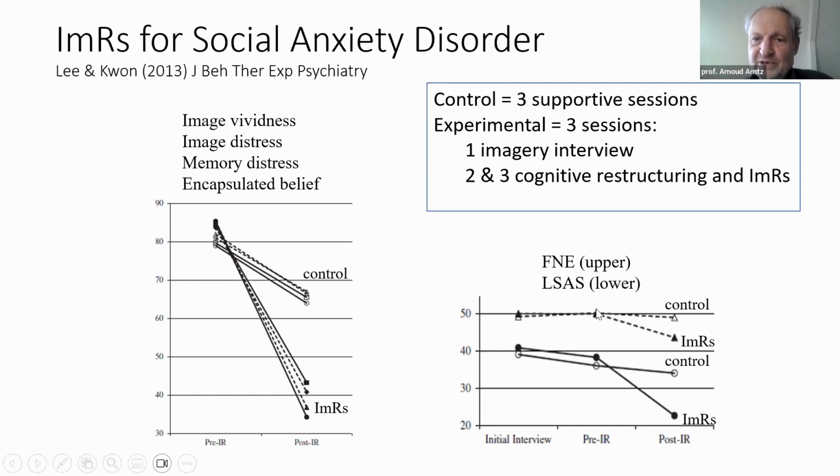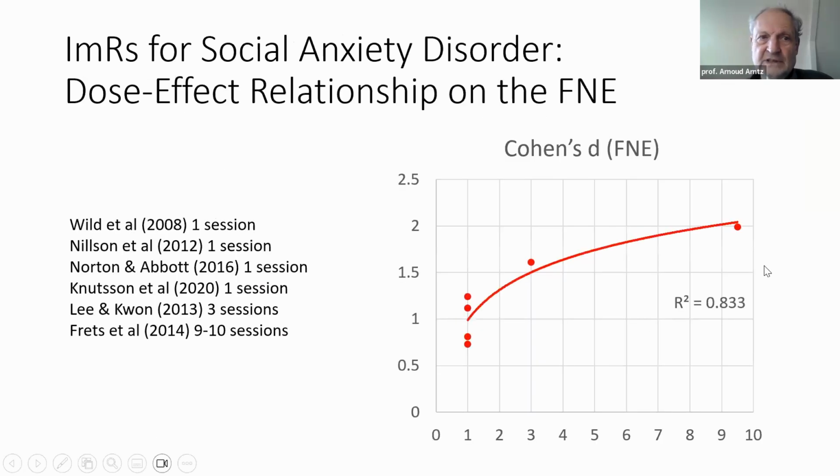And the fear of negative evaluation and the Liebowitz social anxiety scale, they all reduce more with imagery scripting than with the control condition. And there are many studies now that use the fear of negative evaluation as an outcome measure. So we can have a look at the dose-effect relationship again.